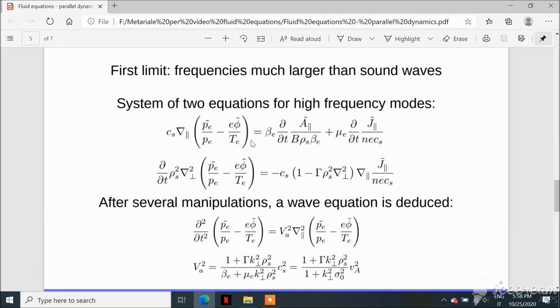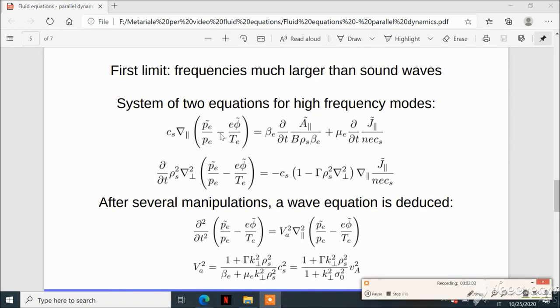And so we can put two variables together, and we are left with this system of equations that you see involves this quantity, the difference between basically electron pressure and this combination of electrostatic potential times some other quantities. And this is an important quantity. We will see it also later. And on the other side, we have some other parallel quantities.